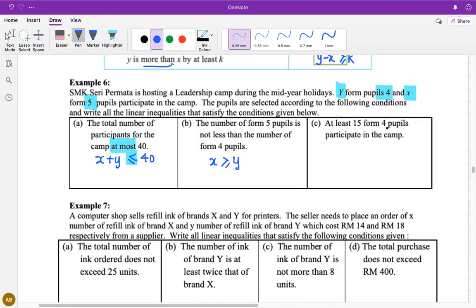At least 15 Form 4 pupils participate in the camp. At least Form 4 students, so it'll be Y.